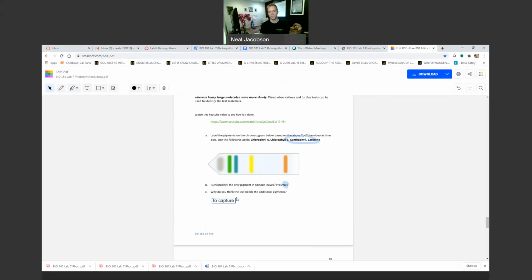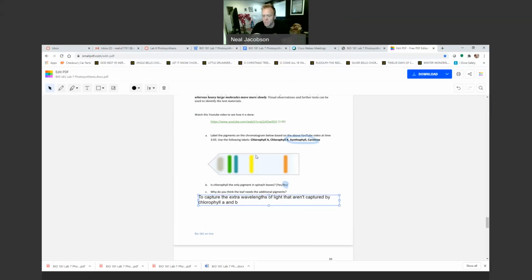To capture the extra wavelengths of light that are not captured by chlorophyll A and B. So chlorophyll A and B are only going to capture certain frequencies of light, and they'll reflect other ones. So these other pigments are going to do a good job of capturing the additional wavelengths of visible light.